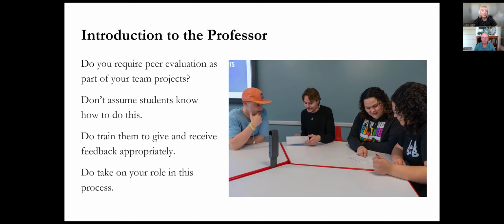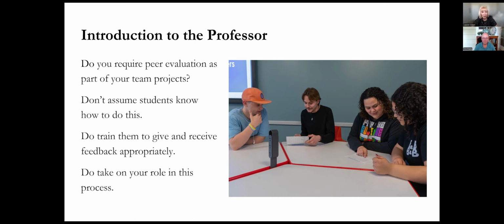So this first part is actually for the professor. And we ask the question, do you require peer evaluations in your team projects? And if you don't, you absolutely should. One of the things we know from talking to students is that many of them really hate team projects. And that's because they're afraid that other people are going to free ride on the work of just a few people, and they're going to get credit for work that they did not do. And so peer evaluations are really important to prevent this from happening.